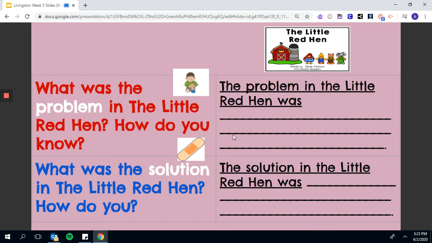Here are your sentence starters. The problem in the Little Red Hen was. This is how you are going to state what the problem was. And your sentence starter for solution, the solution in the Little Red Hen was.